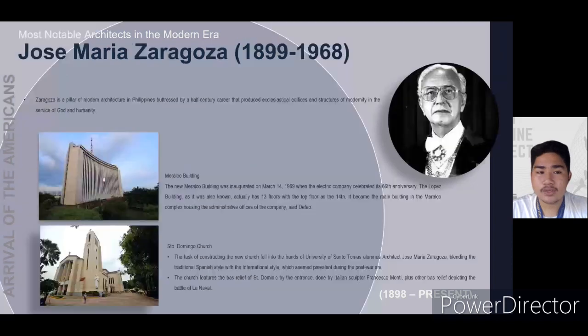Next is si Jose Maria Zaragoza. Siya naman ay isang pillar of modern architecture sa Pilipinas, with a half-century career that produced ecclesiastical edifices and structures of modernity in the service of God and humanity. Ang famous works niya ay ang Meralco Buildings, Santo Domingo Church, and others.